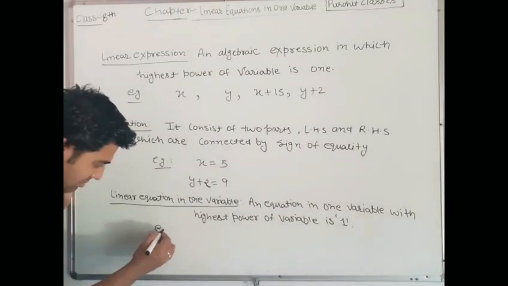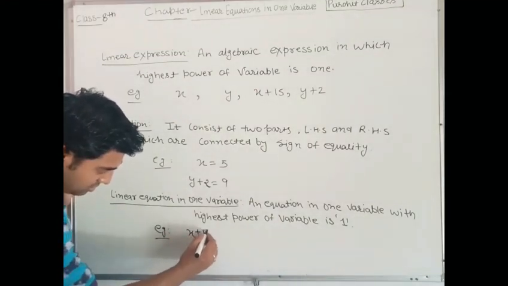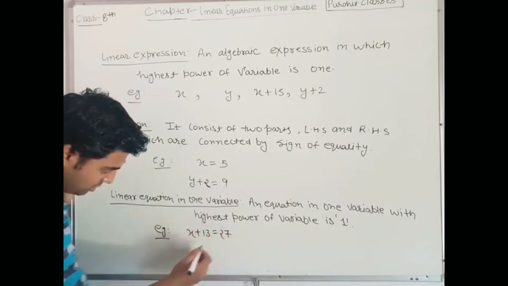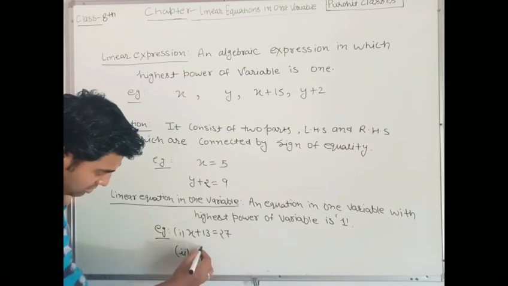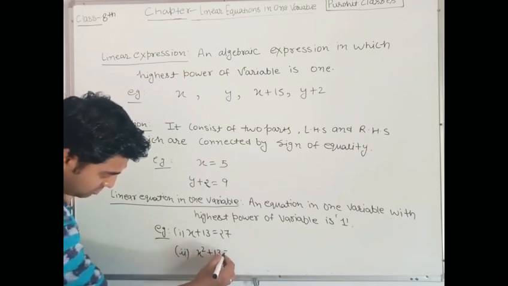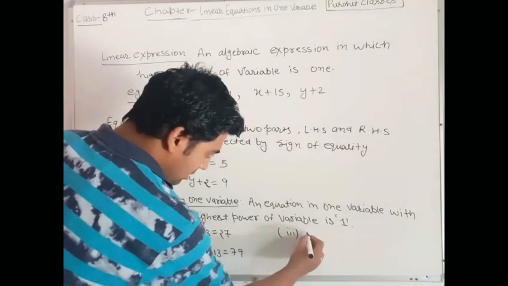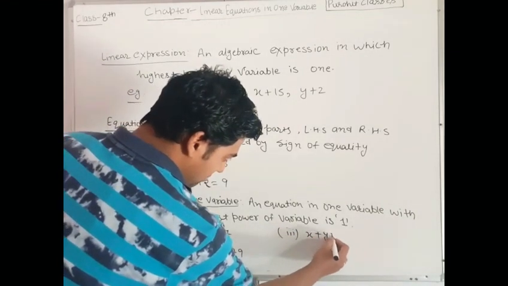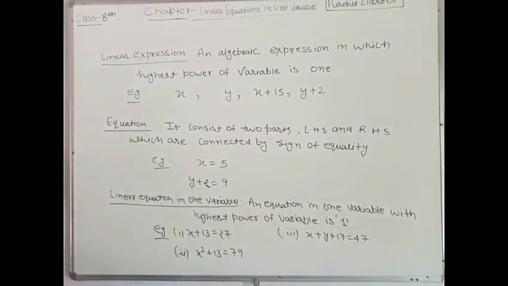Now let us understand by the example. Suppose someone has written x plus 13 equals 27, and second example is x square plus 13 equals 79, and third example is x plus y plus 17 equals 47. Now we can see we have three equations, and we have to identify which kind of equations are these, or we just have to focus whether they are linear equation in one variable or not.